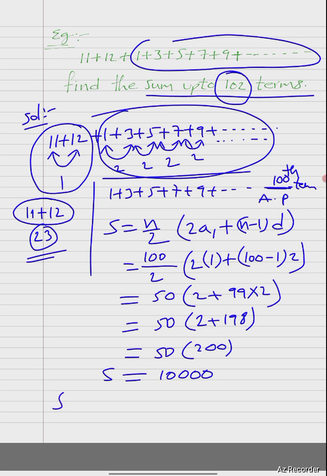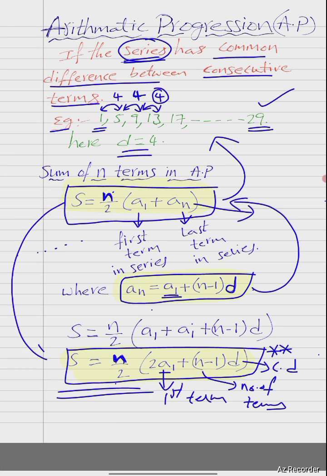So the total sum is equal to 23 plus 10,000. So the answer is 10,023. This is the sum of the one or two terms in the given series. Okay. So this is how we make use of these formulas for dealing with the series in AP.